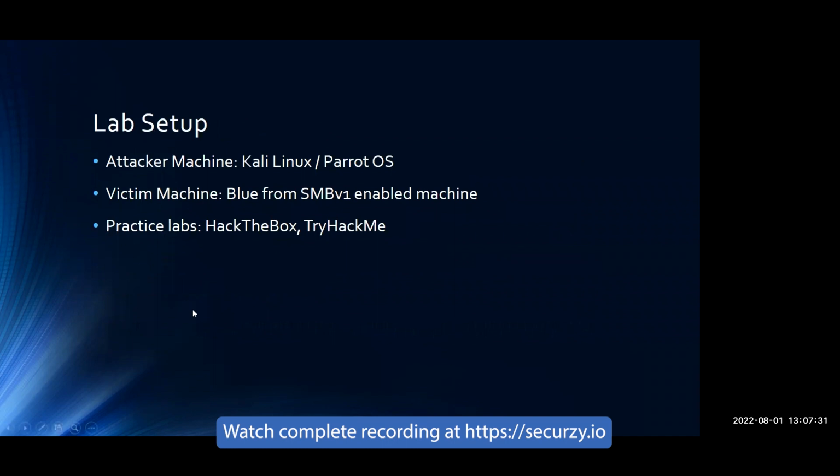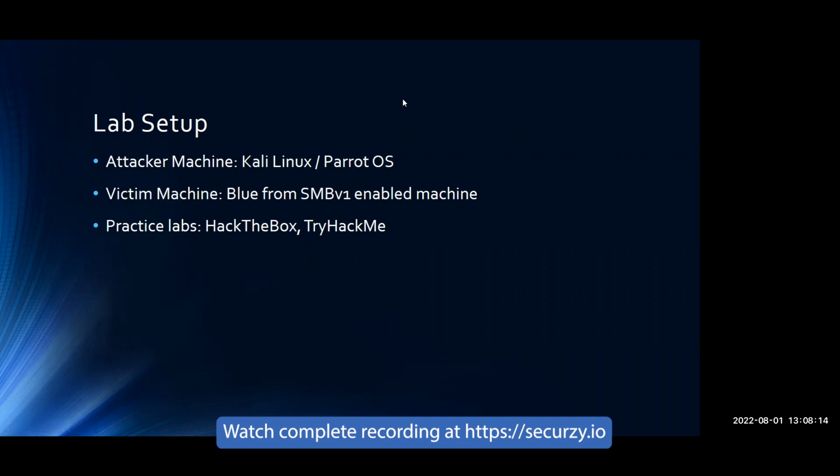So, lab setup. I have already set up my lab. If you want to set up your lab, you will have to download Kali Linux, Parrot operating system, or any Linux-based operating system that you will use as an attacker machine. Then you will need a victim machine. You can create an account on TryHackMe. There is a room called Blue that is vulnerable to EternalBlue, or you can download any Windows operating system in a VM, enable SMB version 1 and try to exploit it.